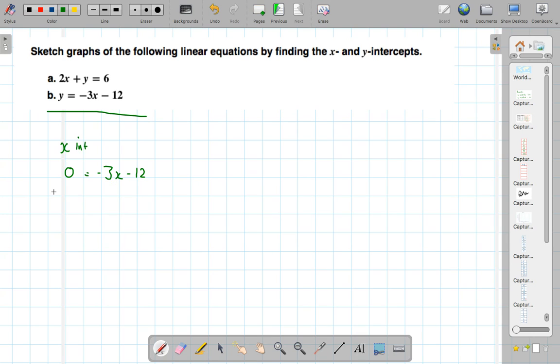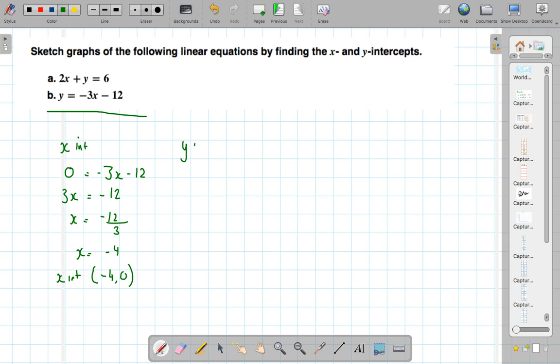Now, with my class, and you might have discussed this, I use a thing called change sides, change signs. So in other words, if I bring that negative 3x from the right-hand side to the left-hand side, it becomes a positive 3x. So we get 3x equals negative 12. X equals negative 12 divided by 3. X equals -4. X-intercept, -4, 0. Pause the video here if you want to have a look at that again. That's probably the key step in taking that -3x over to the left-hand side.